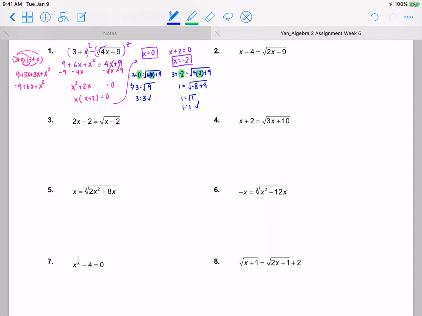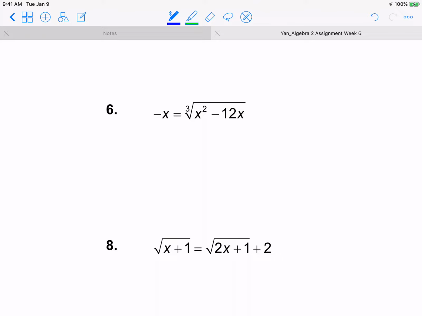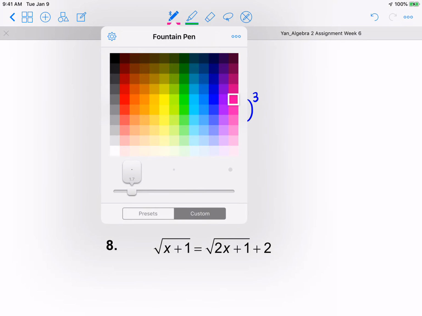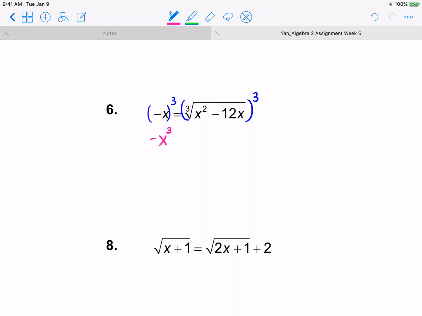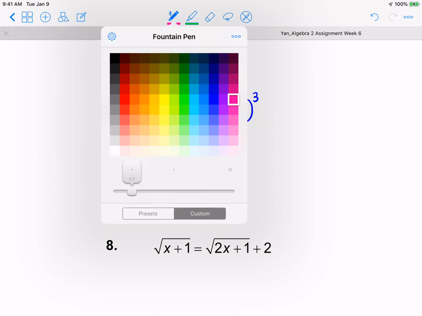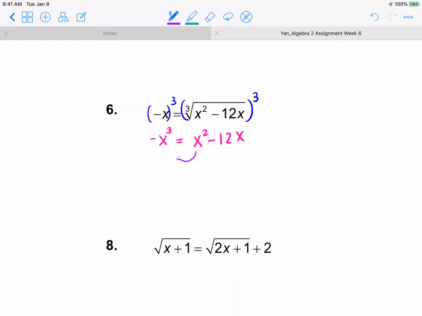I'm going to do number 6. Okay, so let's take both sides to the 3rd power. This would be negative x to the 3rd power, because I have 3 of those negatives, equals x squared minus 12x. Okay, again, we have stuff that are to the 3rd power, so I'm going to move everything to the left side. So I'm going to move this over here, I'm going to move that over there as well. So it'll be negative x to the 3rd power minus x squared plus 12x equals 0.